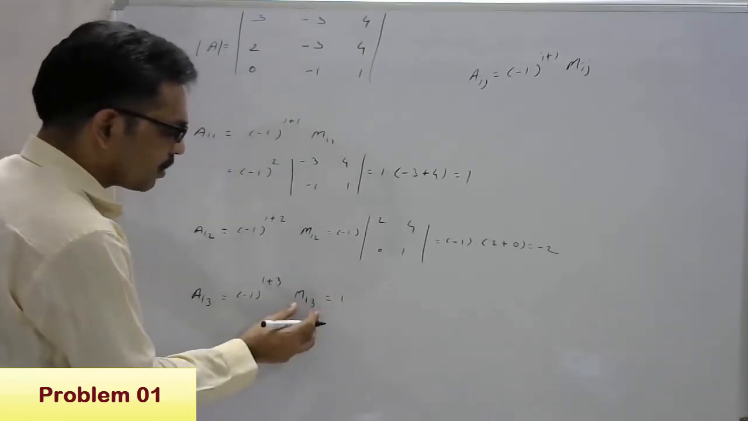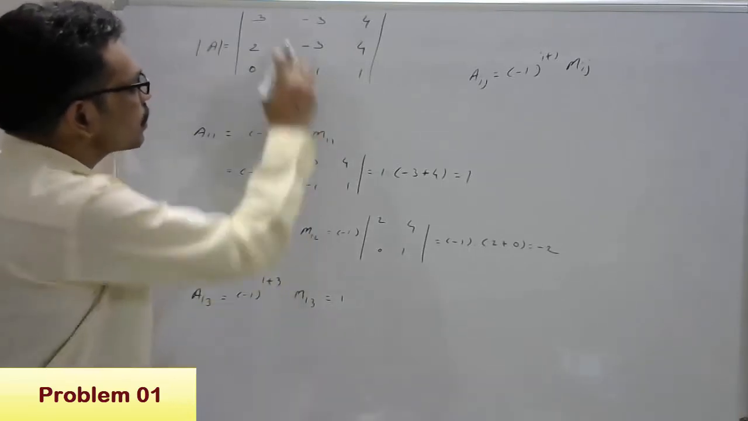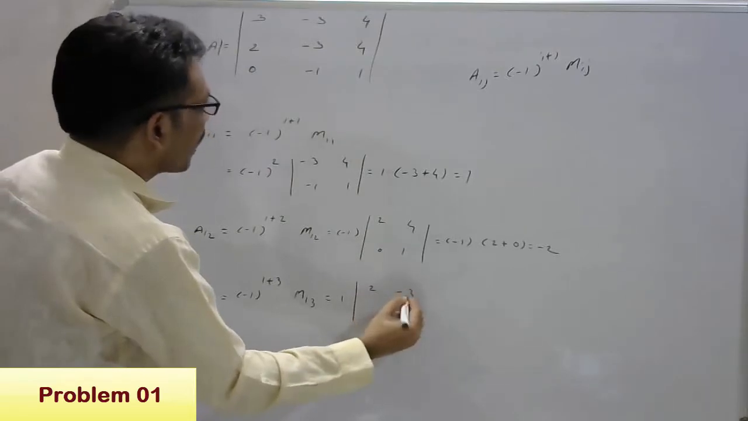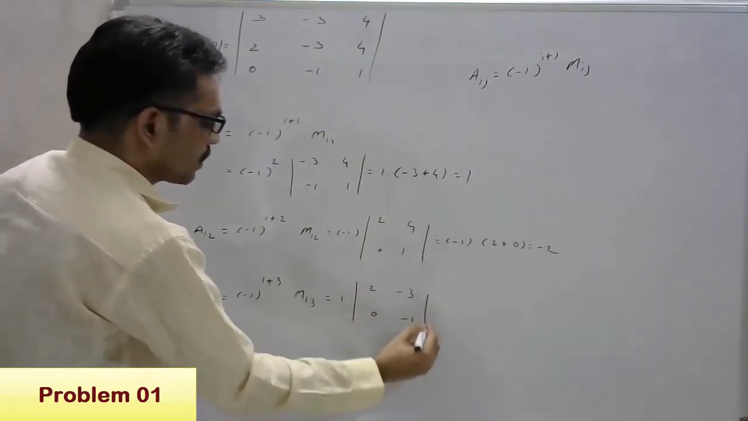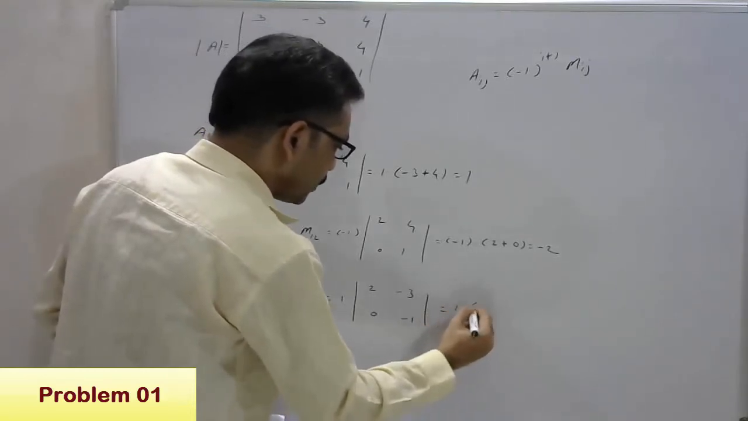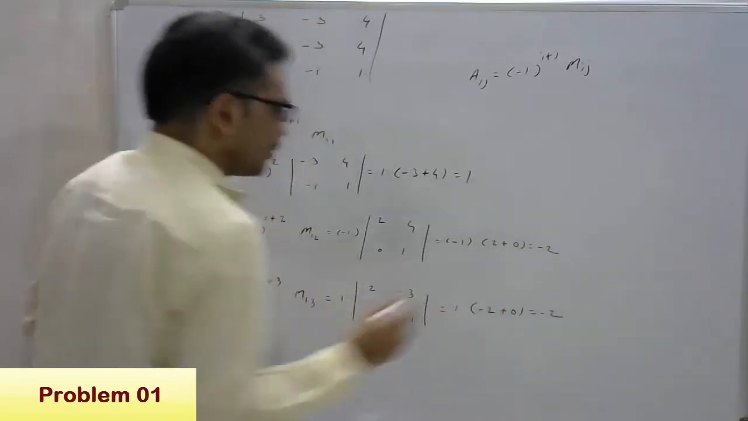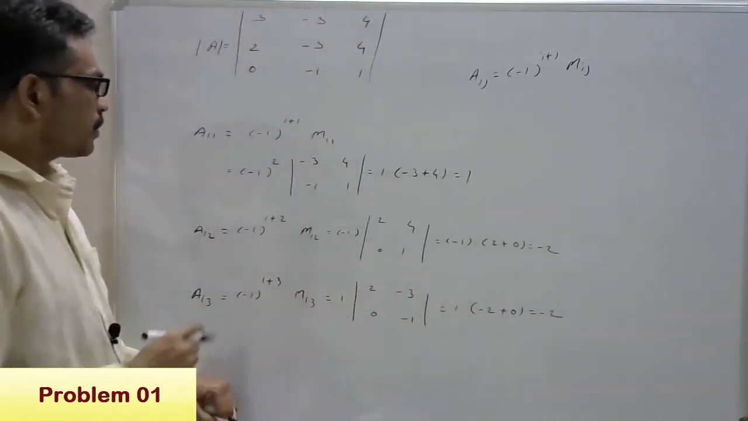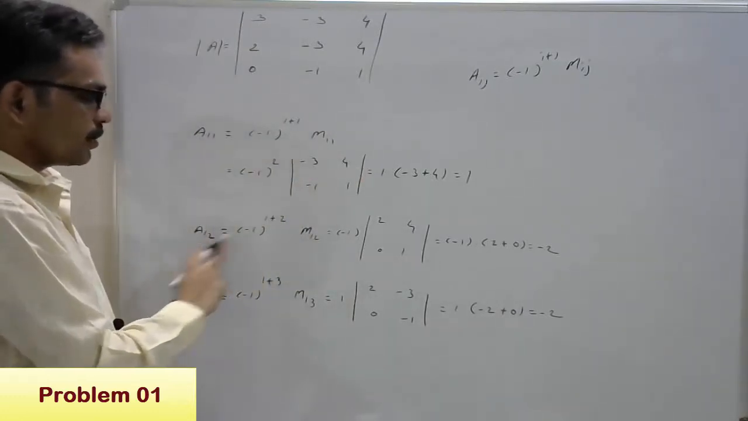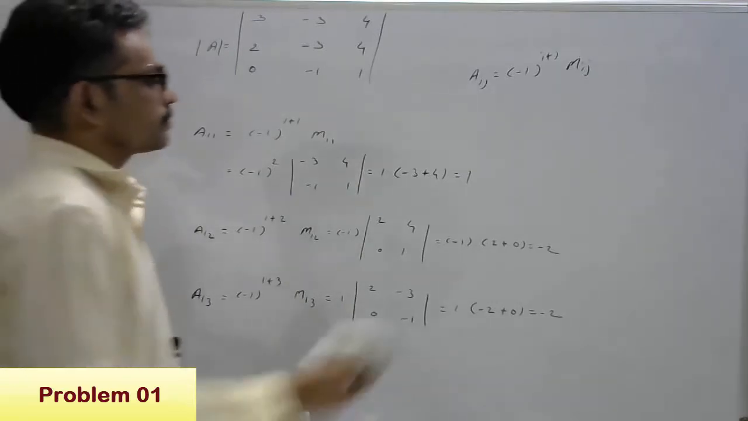And minor M13 is the determinant obtained by deleting the first row and third column. Therefore this is equal to 2, minus 3, 0, minus 1. Then this is equal to 1 into (minus 2 plus 0), which is equal to minus 2. Therefore, the cofactors of the elements are A11 is 1, A12 is minus 2 and A13 is equal to minus 2.